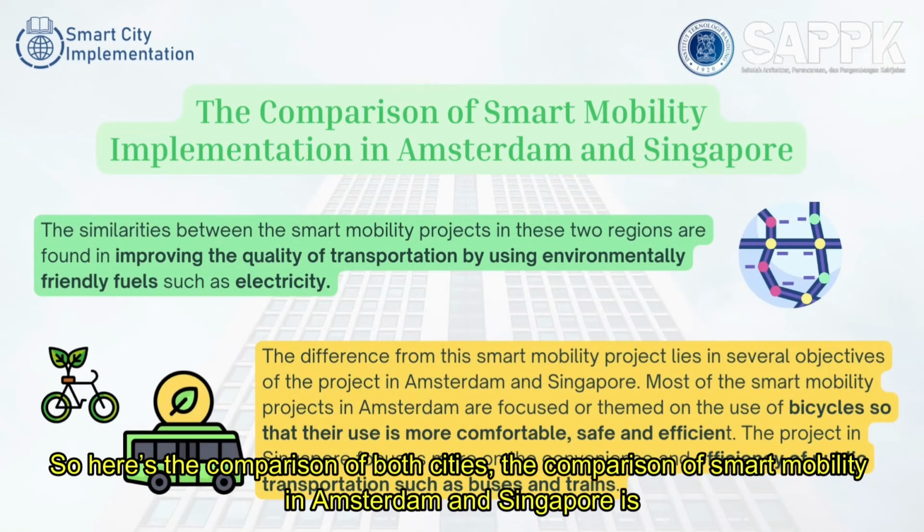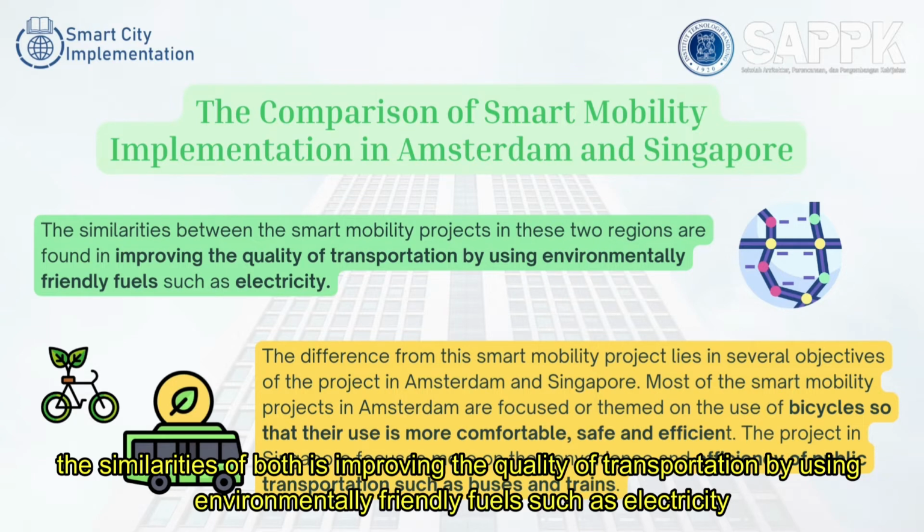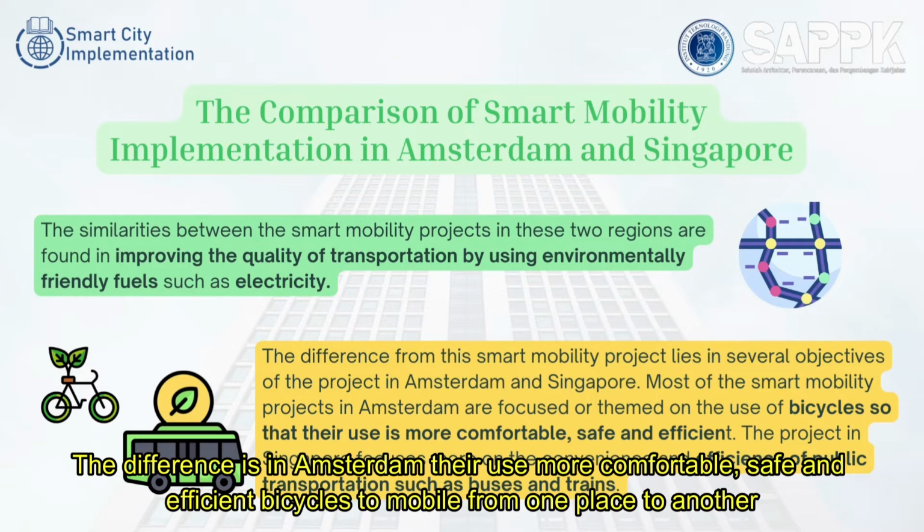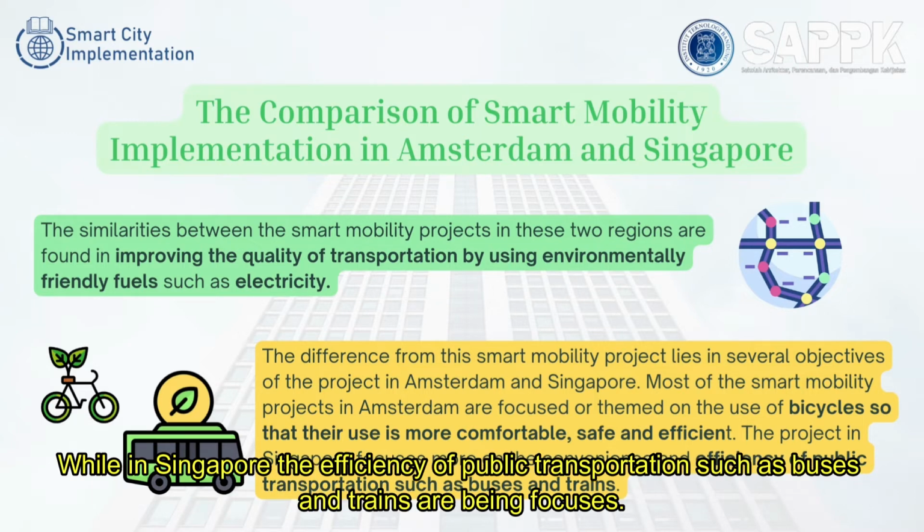So here's the comparison of both cities. The comparison of smart mobility implementation in Amsterdam and Singapore: the similarity of both is improving the quality of transportation by using environmentally friendly fuels such as electricity. The difference is that in Amsterdam, they use more comfortable, safe, and efficient bicycles to move from one place to another, while in Singapore, the efficiency of public transportation such as buses and trains is the focus.